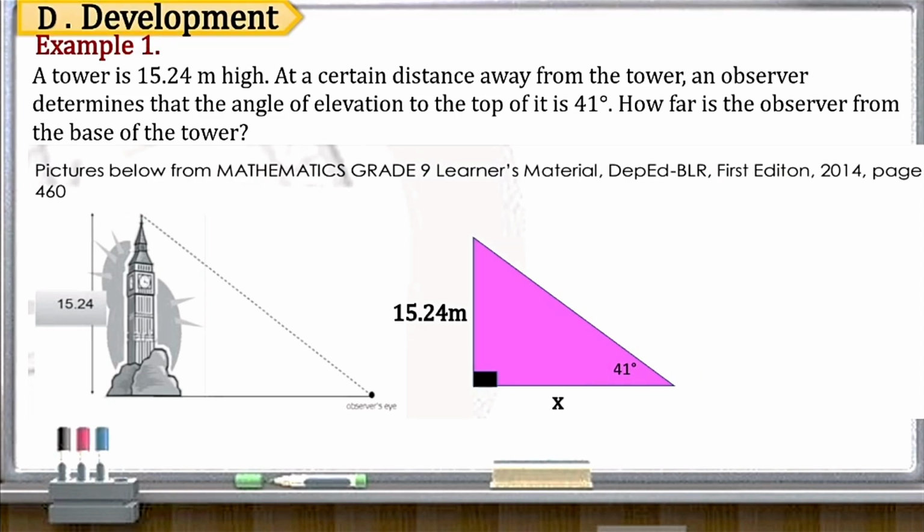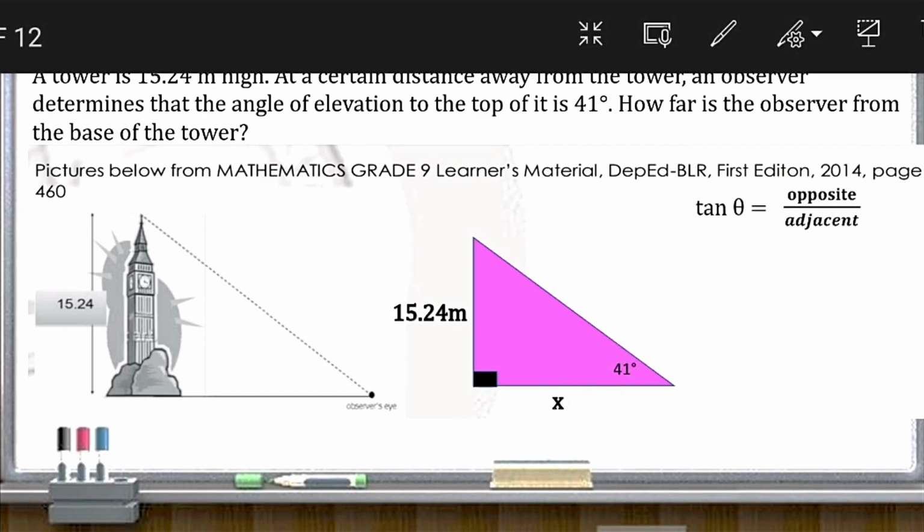Then, third step, identify the corresponding trigonometric formula to be used. And since class itong 15.24 meter ay opposite ng ating reference angle or ng angle of elevation na 41 degree, at yung x na hinahanap natin class, yung distance ay adjacent naman sa ating 41 degree. So, opposite and adjacent. So, ibig sabihin class, ang kailangan natin ay tangent. So, tangent is equal to opposite over adjacent.